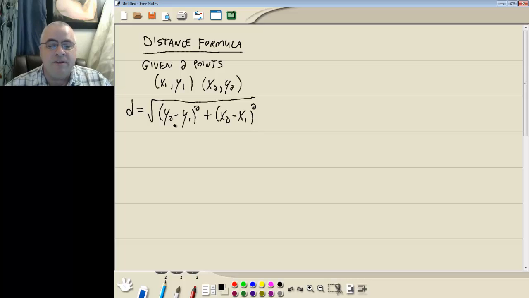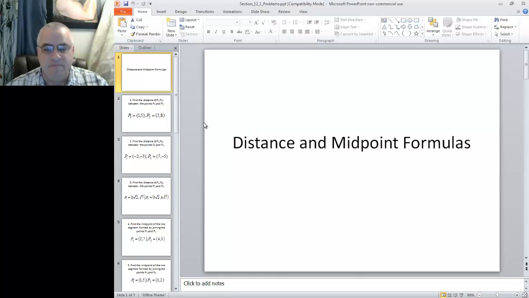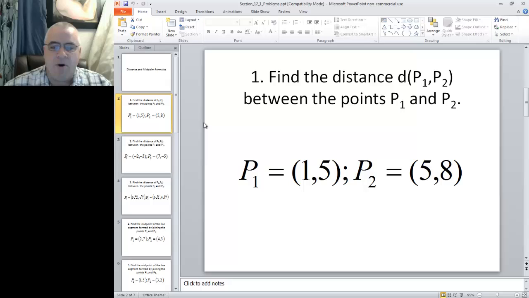Now it doesn't matter the order of these actually, but we'll go with this formula. Some books will put 2 different versions of this, but memorizing one is good enough, or knowing how to use one. So let's take a look at our first problem.